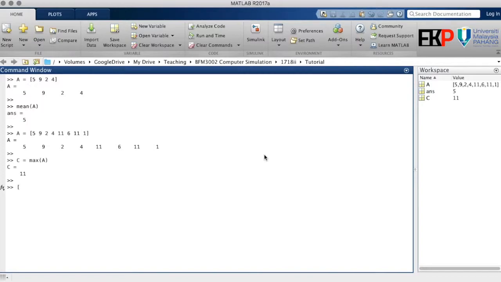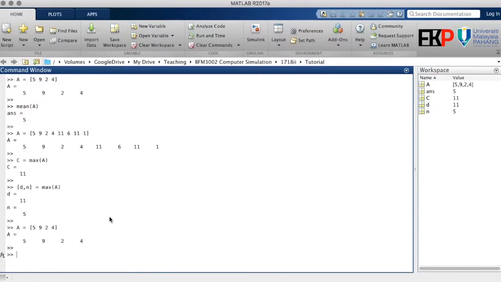Another command is we can type in d comma n within a square bracket equals max A. MATLAB will return two variables. The first one is the largest element, d is equal to 11, and n is the position of the largest element, which is the fifth element. So if we use this command, we will get two values, the largest element and also its position.